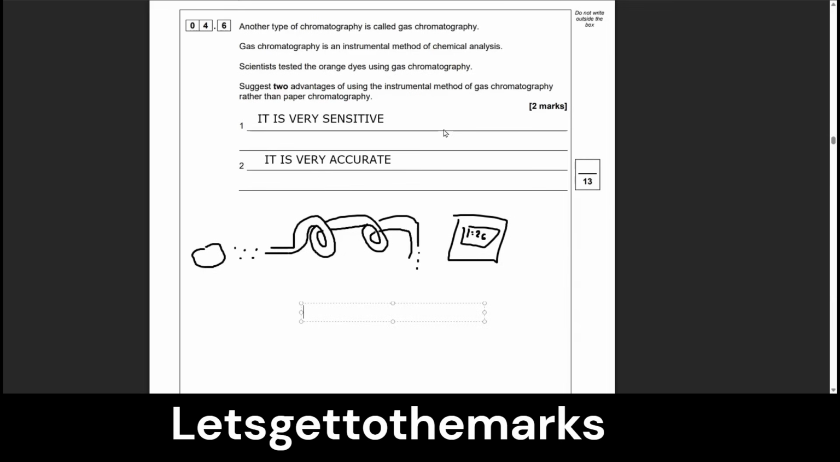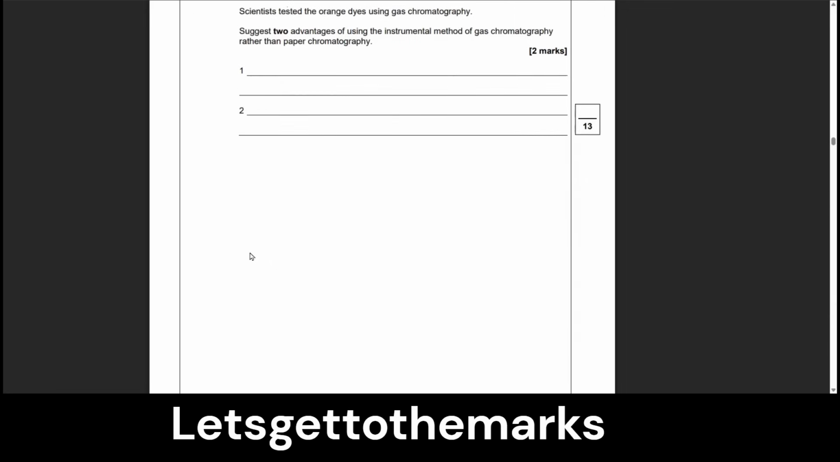And here we go. It's also far quicker as well. So I could put it's faster. That gas is going to move a lot faster than some dyes will move up a paper. If you've ever done chromatography, you've got to wait about 10 minutes, 15 minutes for the inks to crawl up the paper. It's a right pain in the butt when you're trying to demo it to a class. So you could put it is faster.